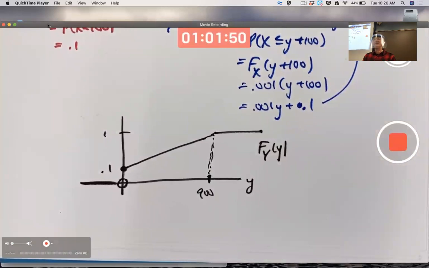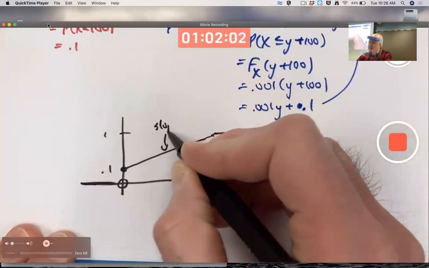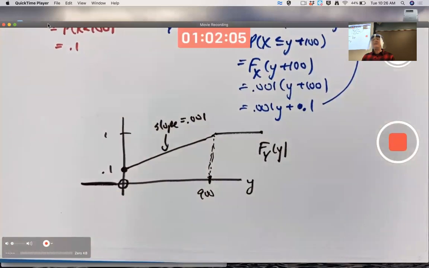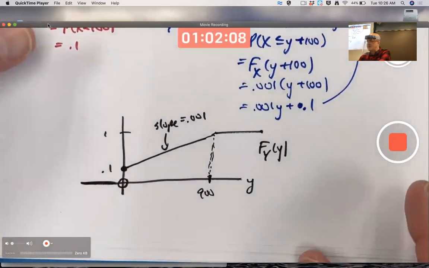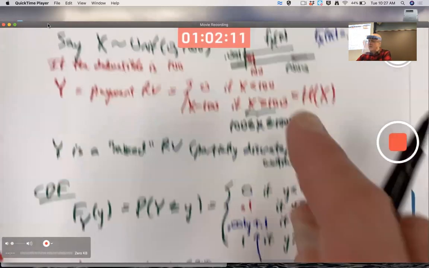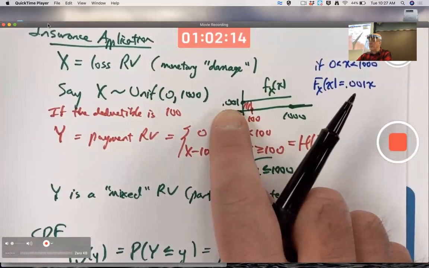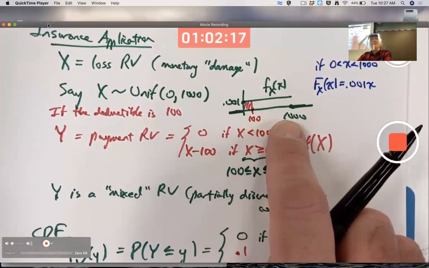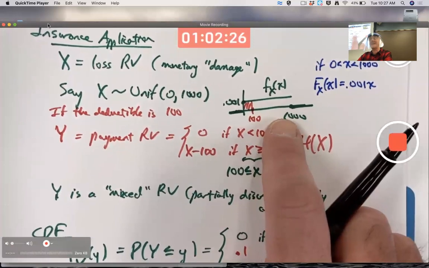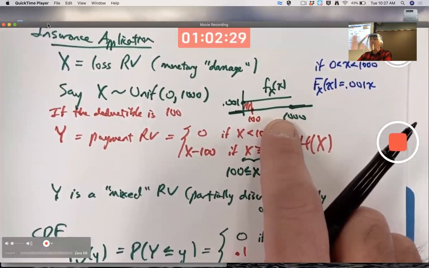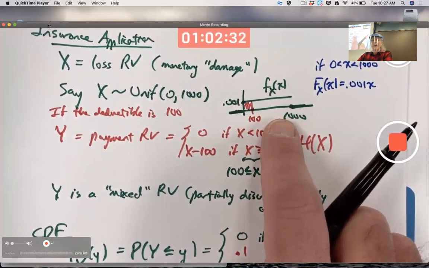What's its PDF then? Well, the PDF in general is the derivative of the CDF. So the slope of this is 0.001. So you would think that means the graph of the PDF should be a horizontal line, right? Like that, with a value of 0.001 when y is between 0 and 900. But wait a minute, that wouldn't have an area under it equal to 1. If it was the same graph as this, except only going up to 900 instead of 1,000, its area would be 0.9, not 1. How do I get around that difficulty?